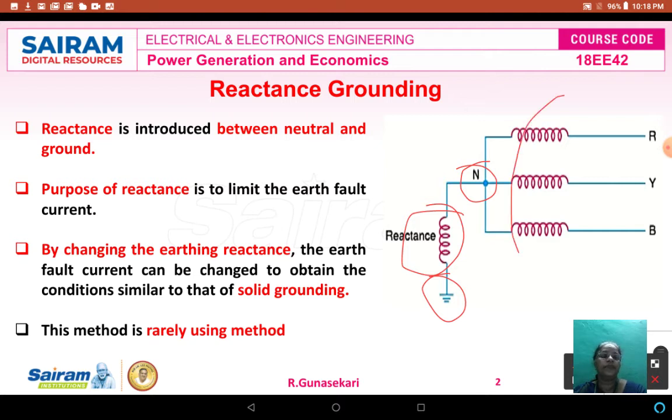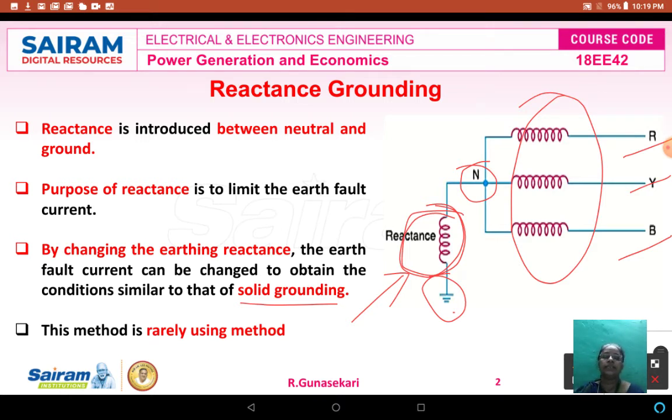This is the three-phase star connected system R, Y, B. The purpose of the reactance is to limit the earth fault current. By changing the earthing reactance, the earth fault current can be changed to obtain conditions similar to those of solid grounding. This is a rarely used method.